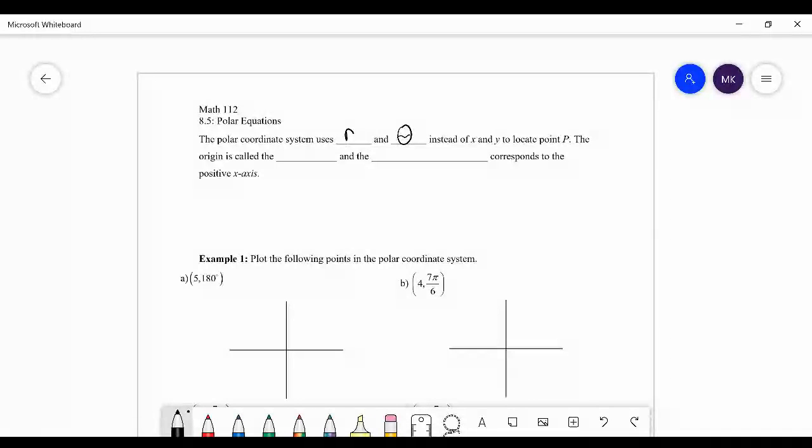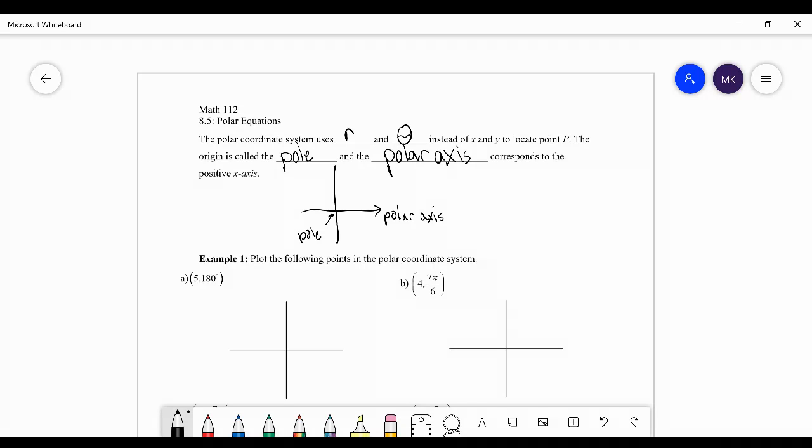The origin, the point (0, 0) as we normally call it, is called the pole. The polar axis is what we'll call the axis that corresponds to the positive x-axis. So this axis here is the polar axis, and we've got our pole right here.